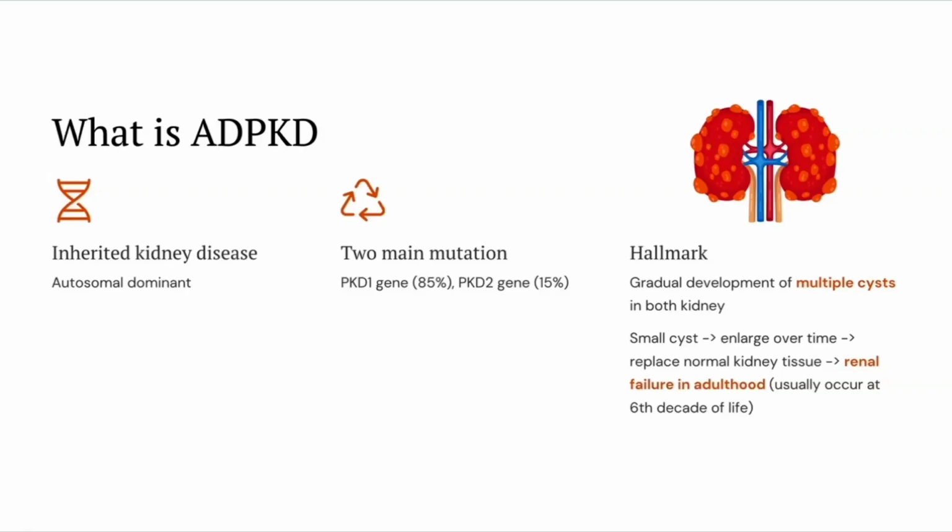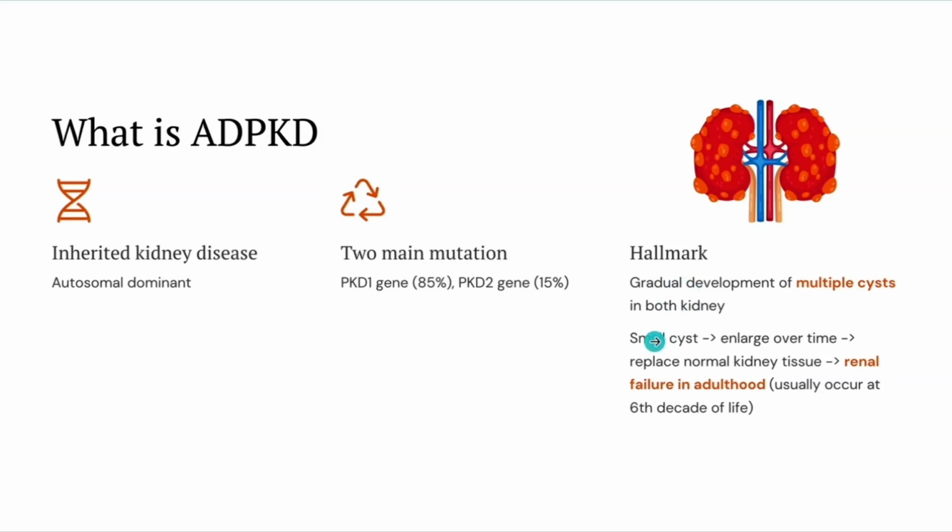Let's get started. So first of all, what exactly is ADPKD? As the name implies, it is an autosomal dominant condition. So it is a genetic problem. It is an inherited kidney disease. Mainly it's due to two main mutations. The first one, the most common one, is the PKD1 gene. 85% of patients may have this kind of gene mutation. The other one is the PKD2 gene. 15% of the patients can have this mutation. But having said that, there are still other rare gene mutations that can lead to ADPKD.